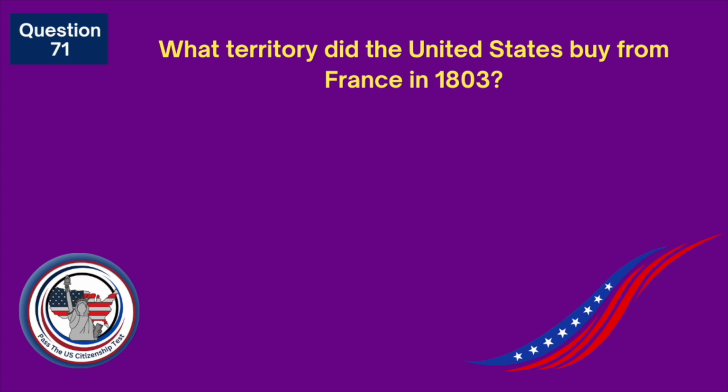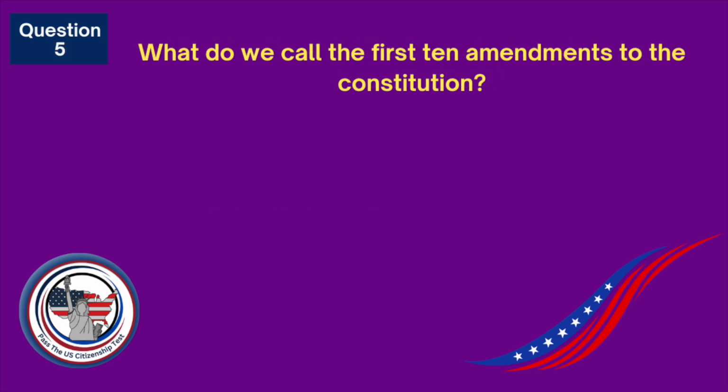What territory did the United States buy from France in 1803? The Louisiana Territory. What do we call the first 10 amendments to the Constitution? The Bill of Rights.